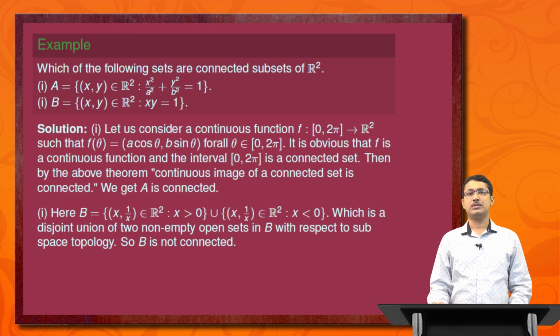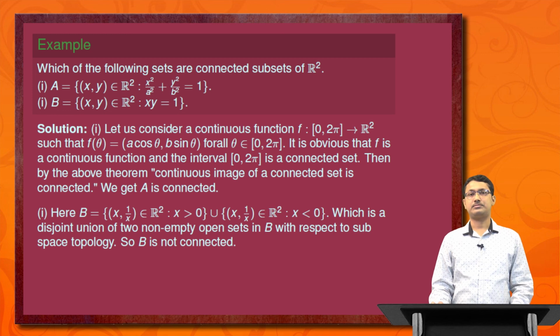Solution: for 1, let us consider a continuous mapping small f from the closed bounded interval 0 to 2 pi to R square such that f of theta is equal to a cos theta comma b sin theta for all theta belonging to the closed interval 0 comma 2 pi. It is nothing but the parametric equation of an ellipse, and f is obviously continuous because sin theta and cos theta are both continuous functions. And we know that the closed interval 0 comma 2 pi is a connected set and f is a continuous mapping, and we know another important theorem: the continuous image of a connected set is connected.